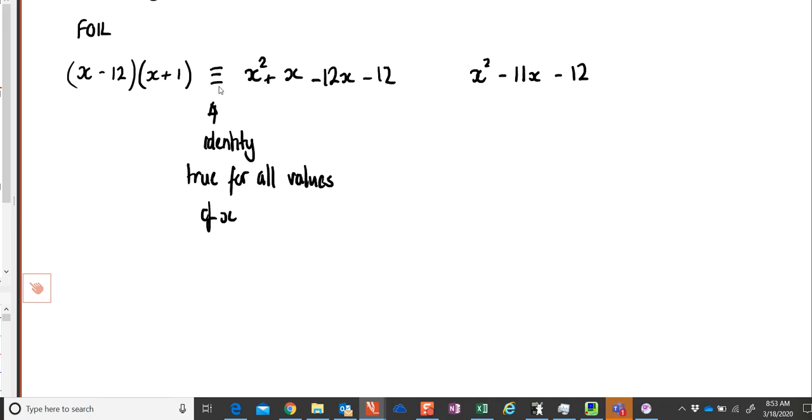So when we use an equal sign, that tends to mean there are a limited number of values that they are equivalent to. So something like x squared minus 11x minus 12 equals 2x plus 3. That's only going to be true potentially for like 1 or 2 values maximum, maybe even no values. Okay, so that's the difference between saying an identity and having an equation.